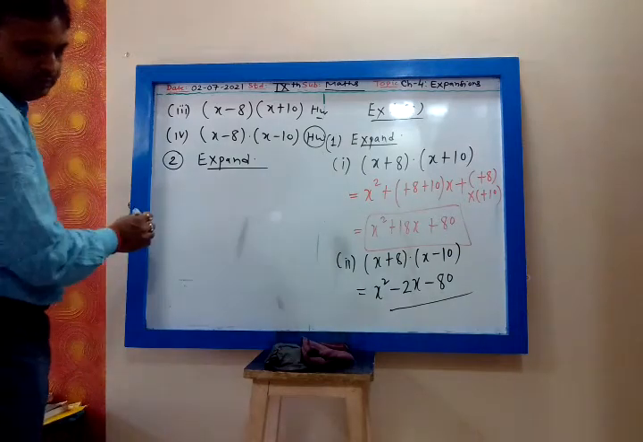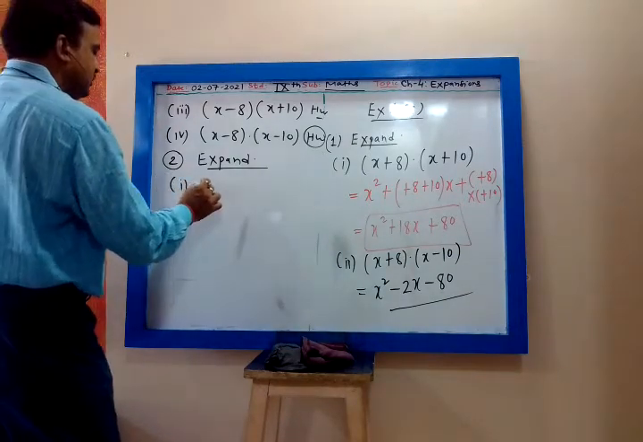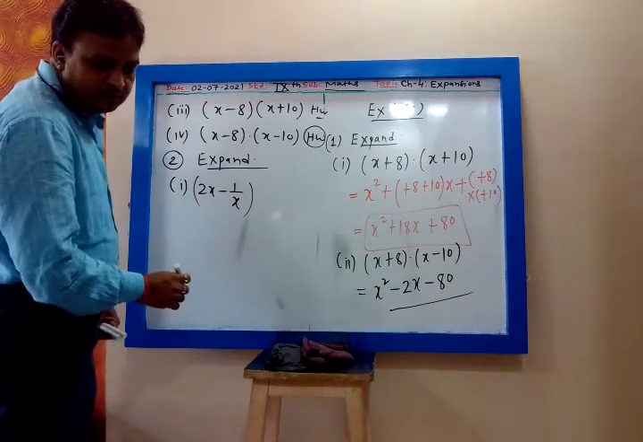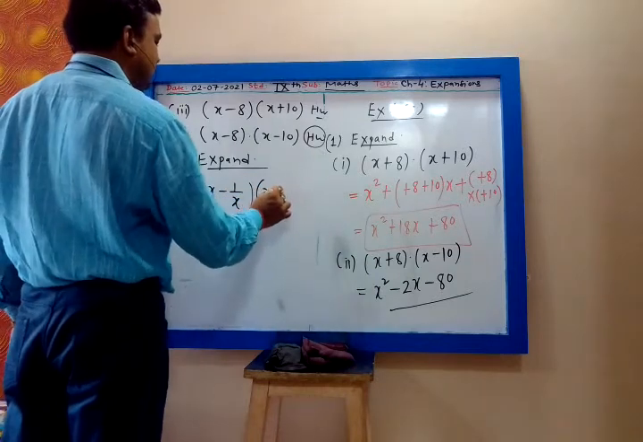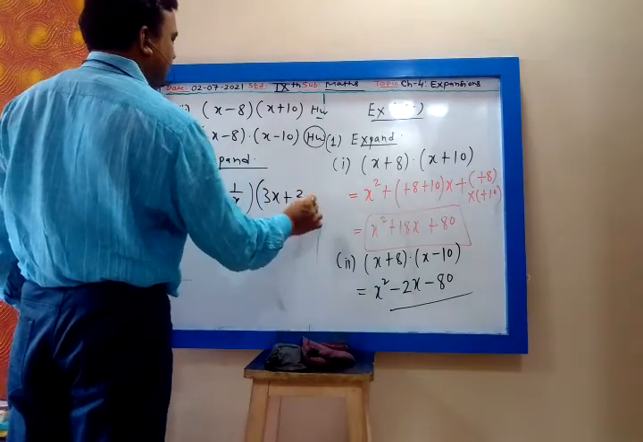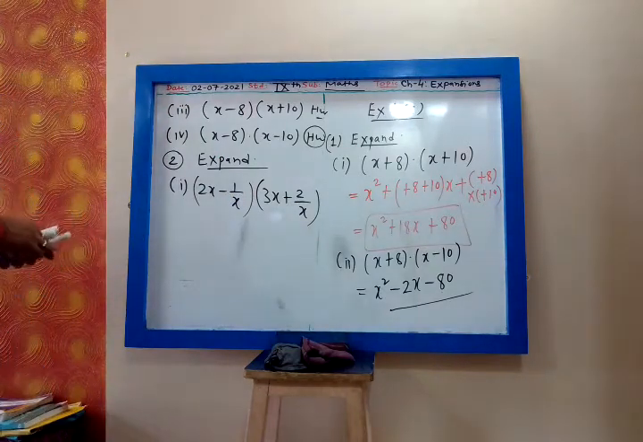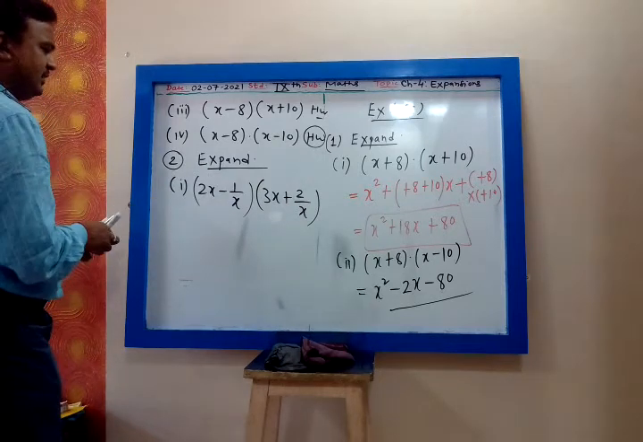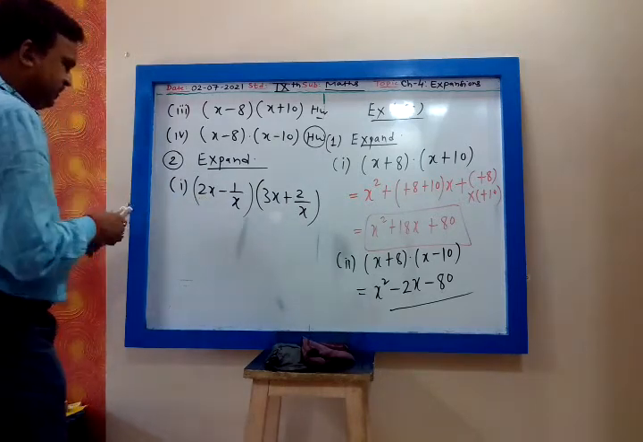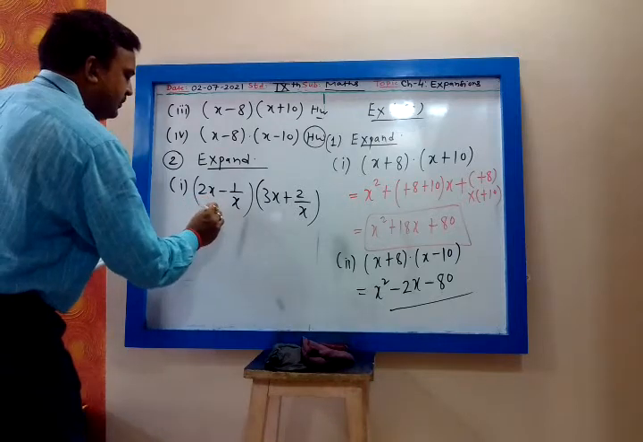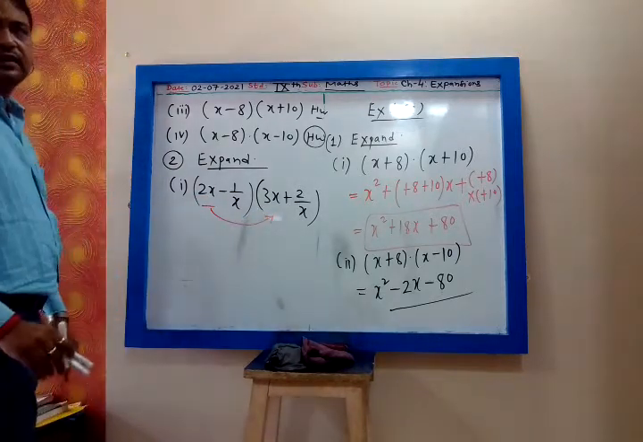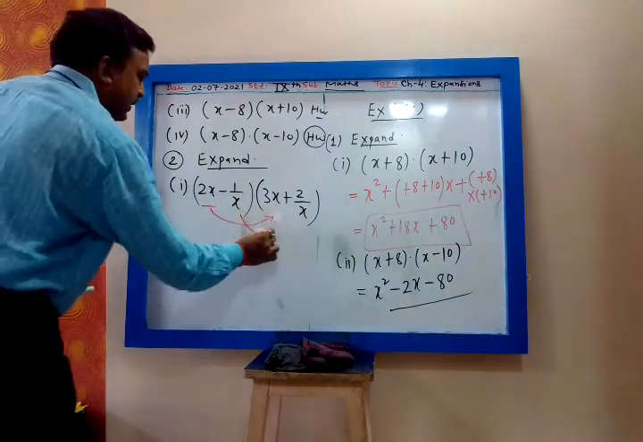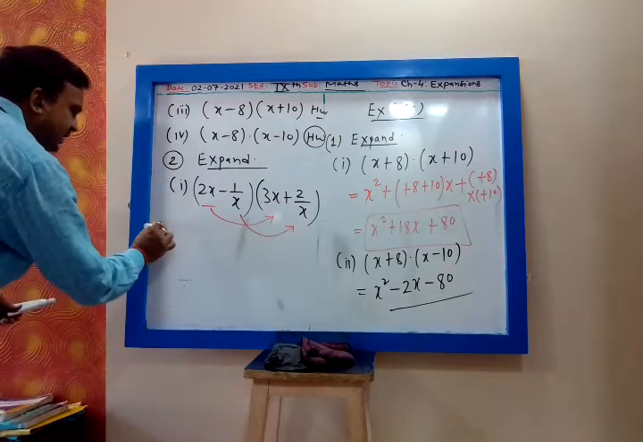It is (2x minus 1 by x) into (3x plus 2 by x). So this is of the type C. In this, all these terms are different, so you have to open the bracket. You have to consider the first term and multiply it to the whole bracket. Then you have to consider the second term and multiply it to the whole bracket. That's all.